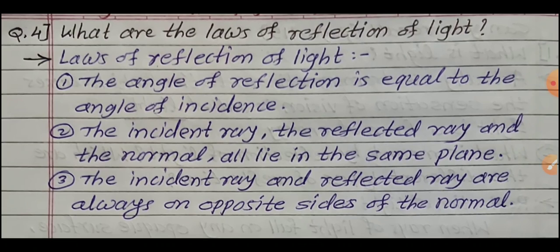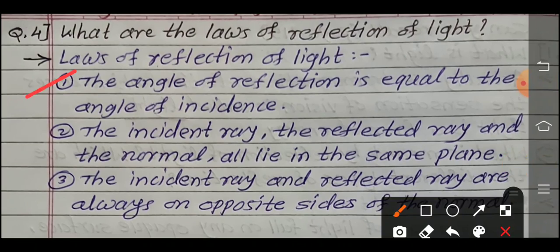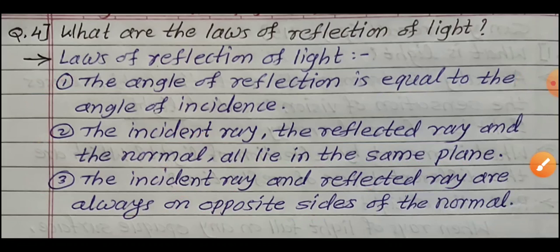Three points are given. Laws of reflection of light. What is the first point? Check. The angle of reflection is equal to the angle of incidence. Second point, the incident ray, reflected ray and the normal all lie in the same plane. And third point, the incident ray and reflected ray are always on the opposite side of the normal.